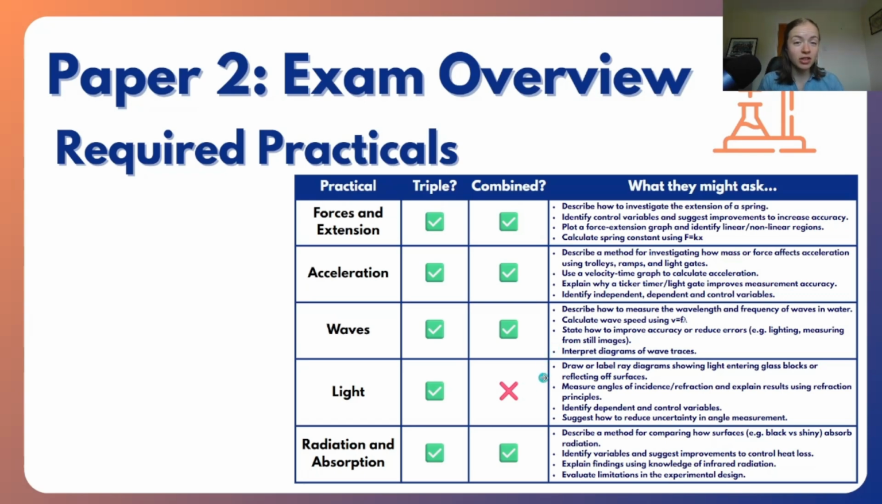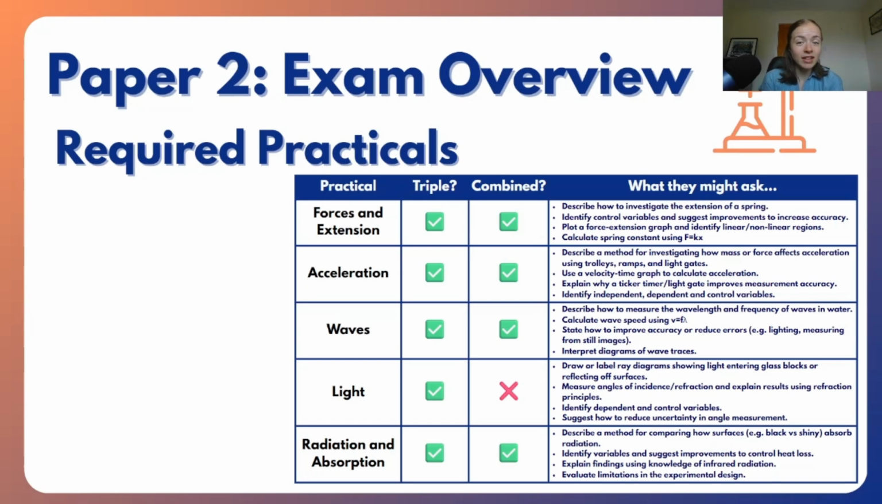For triple science students, for light, you might be asked to draw or label a ray diagram showing the light entering the glass box, or on the other side reflecting off surfaces. They could ask you to calculate the angle of incidence or refraction, and potentially explain the results you've seen using the principles of refraction. They again ask you to identify the dependent or control variables, and also to potentially suggest how to reduce uncertainty in that measurement. And again, that's something that they could ask for all of these practicals as well.